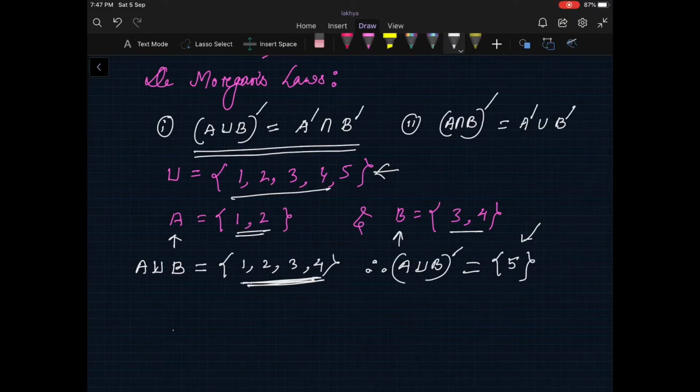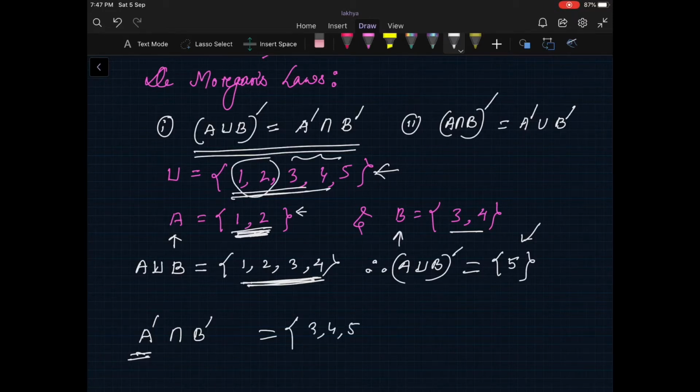Now let's find intersection of A complement and B complement. How to find that? What is A complement here? This is set A, then A complement must contain the remaining elements after eliminating those elements in set A from U. In A we have 1 and 2, so ignore these two elements, then take 3, 4 and 5. Then intersection.